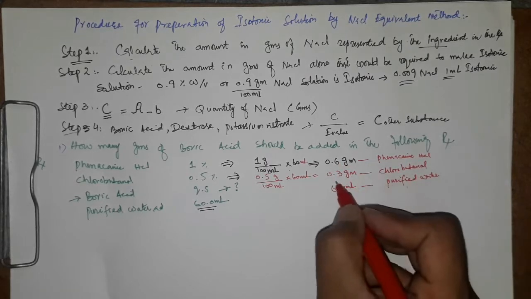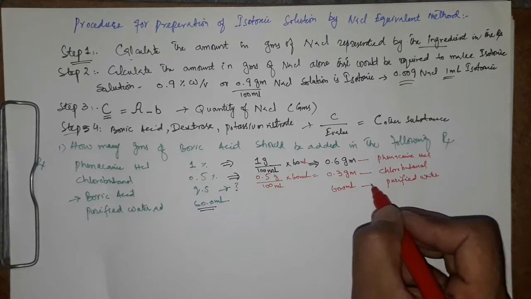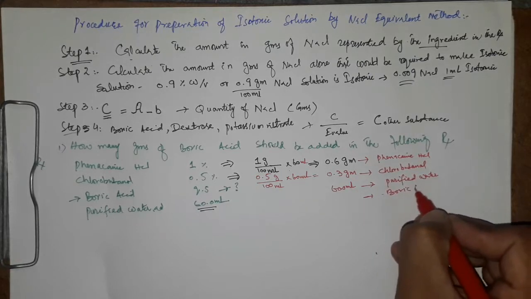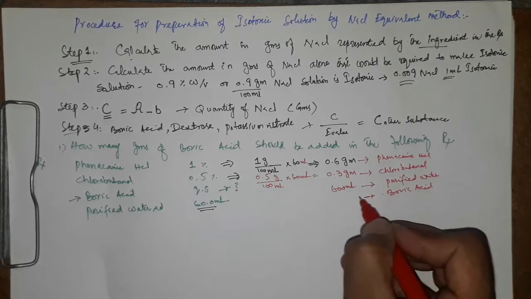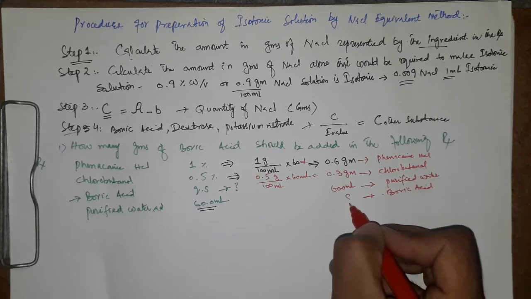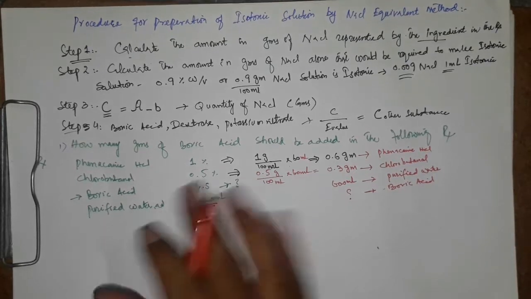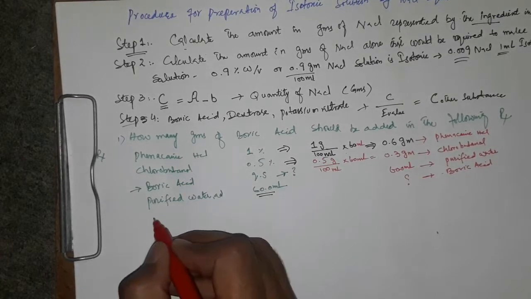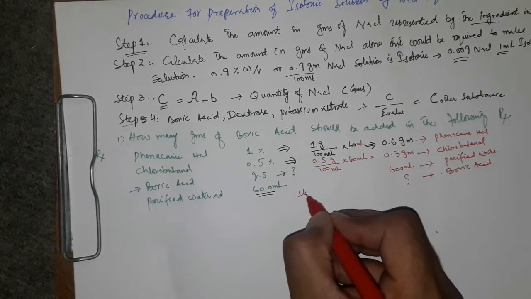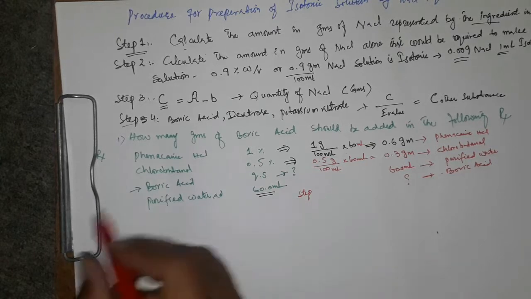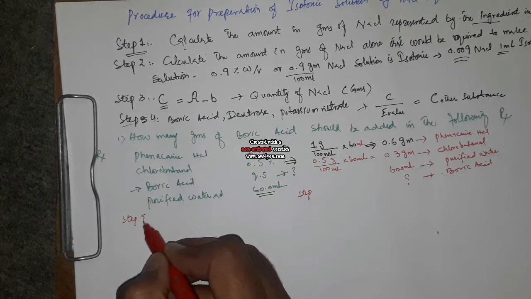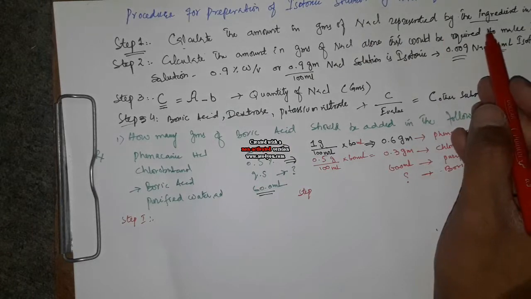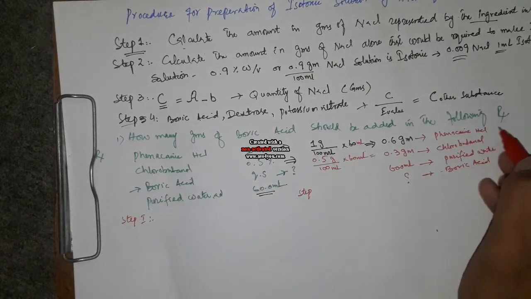If you add both these quantities in 60 ml water, the resulting solution will not be isotonic. So to make it isotonic, we have to add boric acid into this solution as a tonicity adjuster. But what will be the quantity of this boric acid to be added? So we will use the sodium chloride equivalent method for this. What is step number one? In this step, calculate the amount in grams of sodium chloride represented by each ingredient in the prescription.